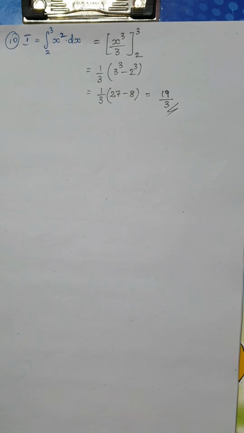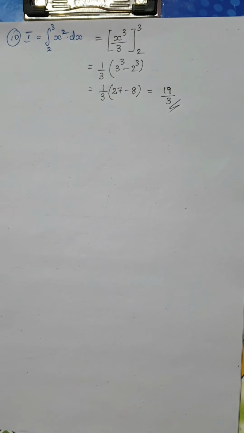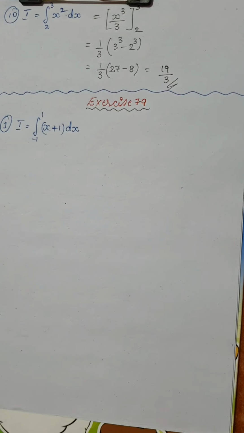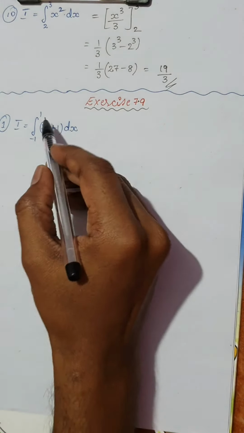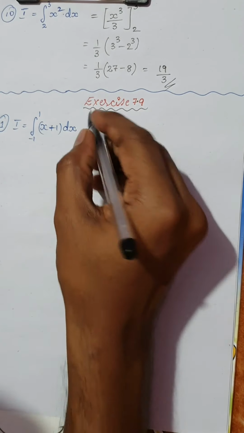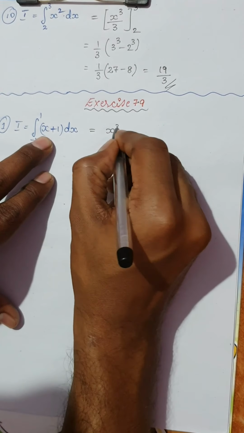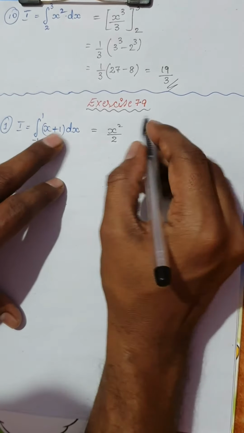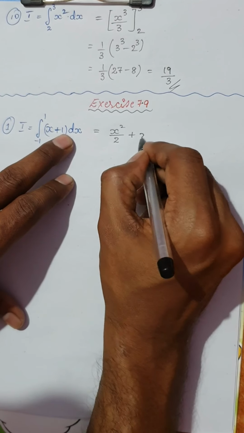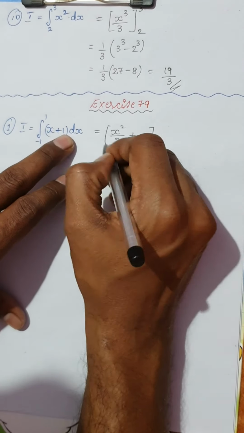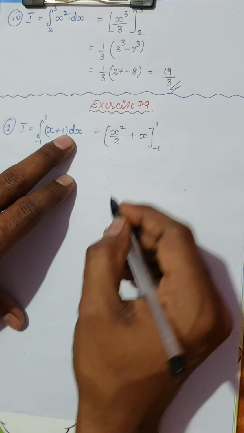Dear students, most of these would give you the idea of what the process of definite integral is. Now we are going to solve the questions from the exercise 7.9 in your second PUC textbook, right? So the first integral we have is integral from minus 1 to 1 of x plus 1 dx, right? Now what is integral of x? We know integral of x is x square divided by 2, plus integral of 1 would be x. This is integrated within the limits minus 1 to 1.